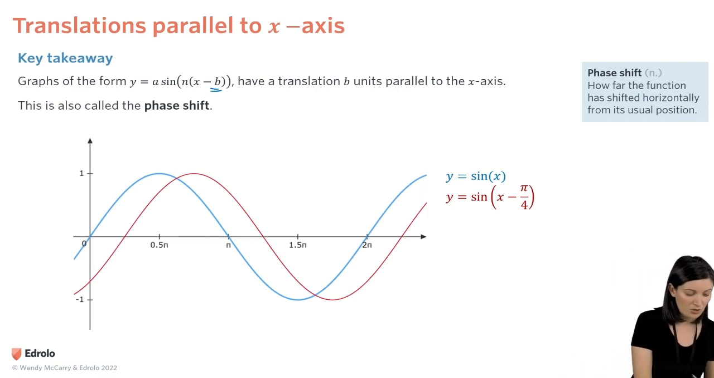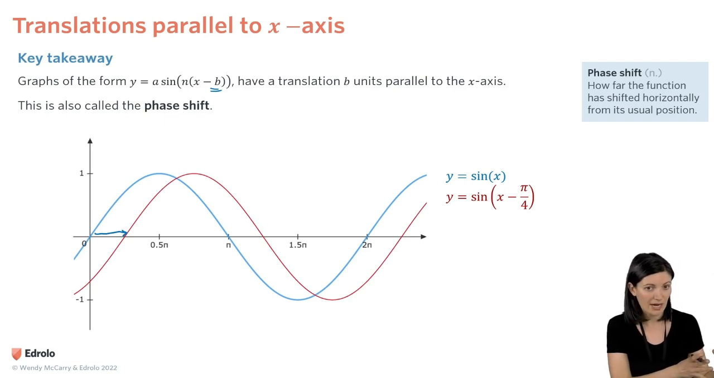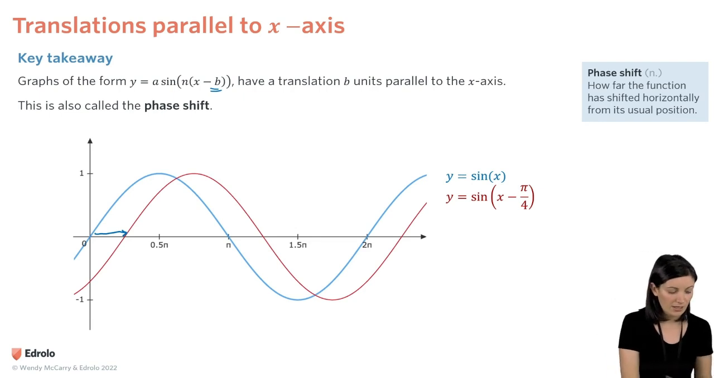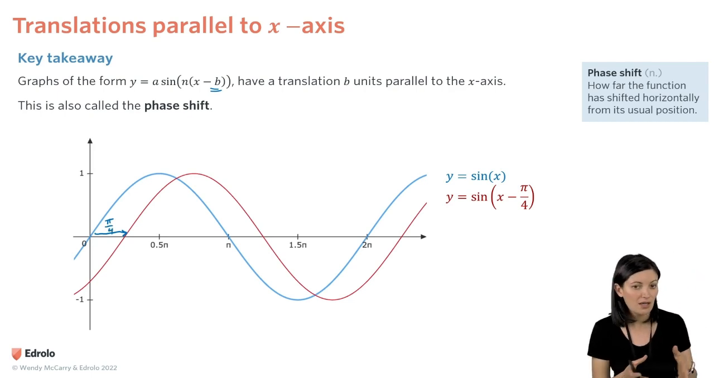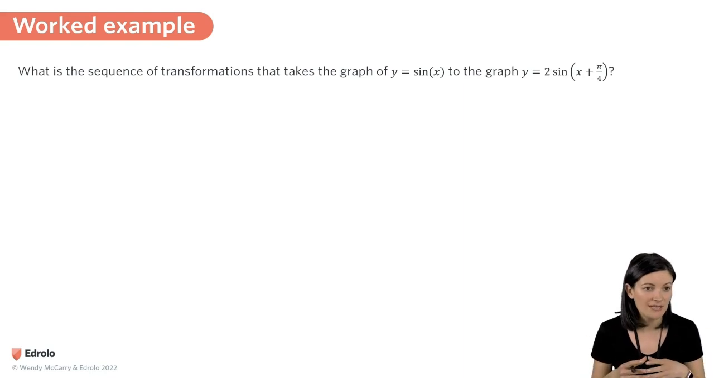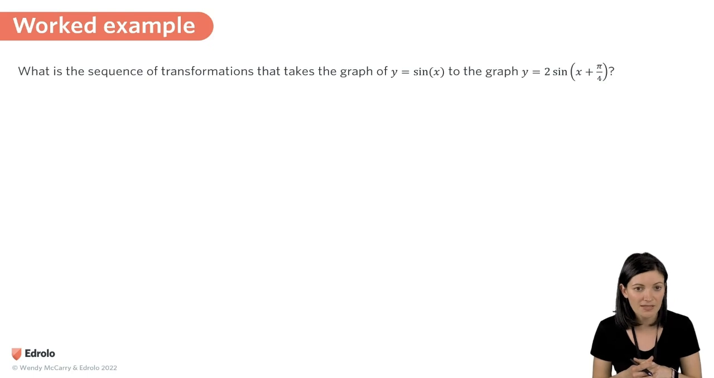So you can see my original graph here is the blue one, y equals sine x. And then if I have sine of x minus pi on 4, that's every x coordinate there moving to the right by pi on 4 units. Okay, we can also call this the phase shift of the function. Okay, so the first question just says, what's the sequence of transformations that takes the graph of y equals sine x to the graph of y equals 2 sine of x plus 4?